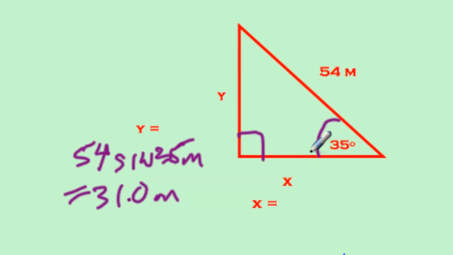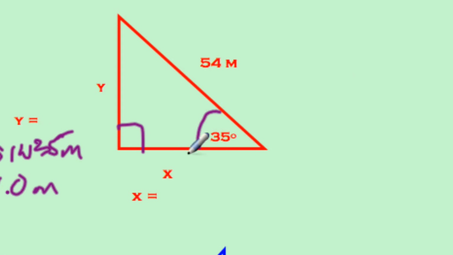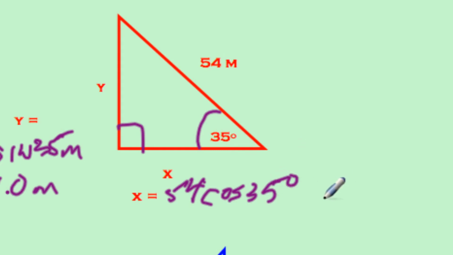meters. Similarly, the x here is adjacent to this angle, so that's going to be hypotenuse 54 times the cosine of 35 degrees, and that's equal to 44.2 meters.